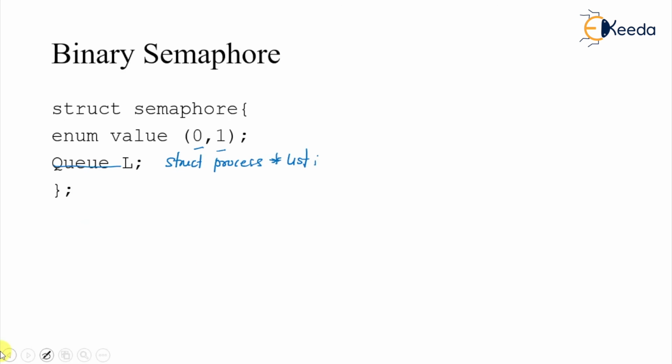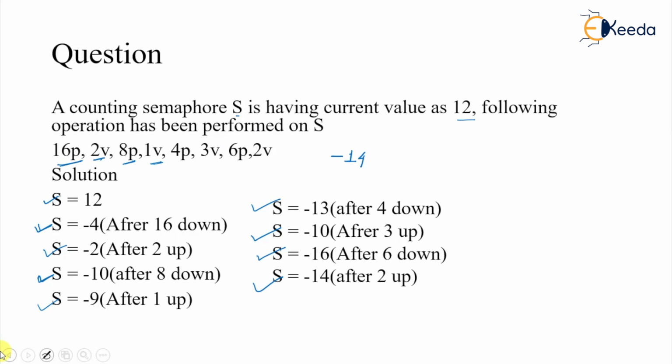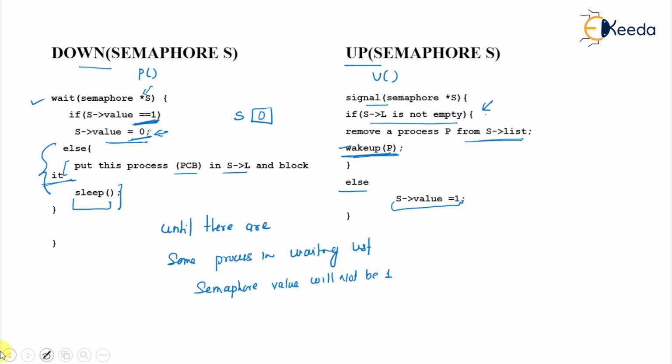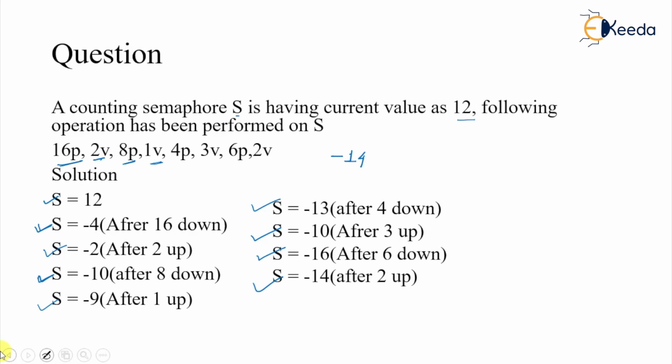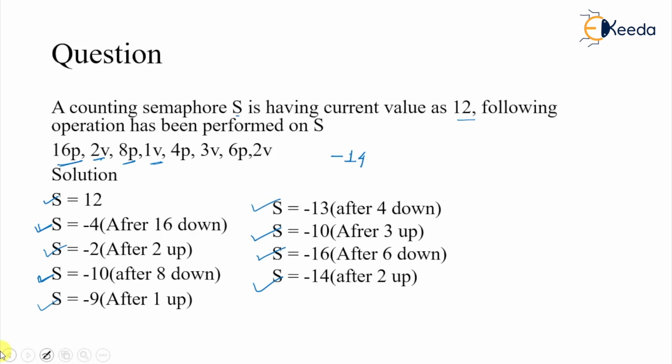Here we are putting the process into the S dot list and blocking it, and removing the process and waking it up. So I can understand that there are two different looking types of implementation, but more or less the idea of down and up is the same. We are just playing with the values here, because here it is minus minus and plus plus, and these are a few examples related to this.